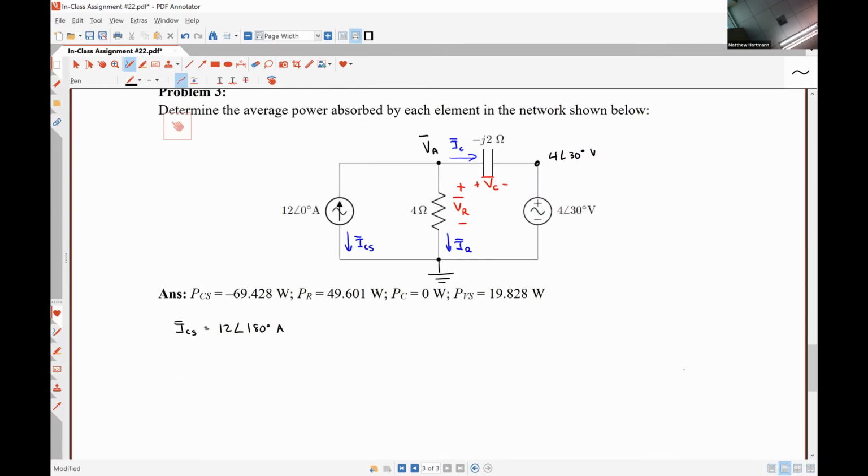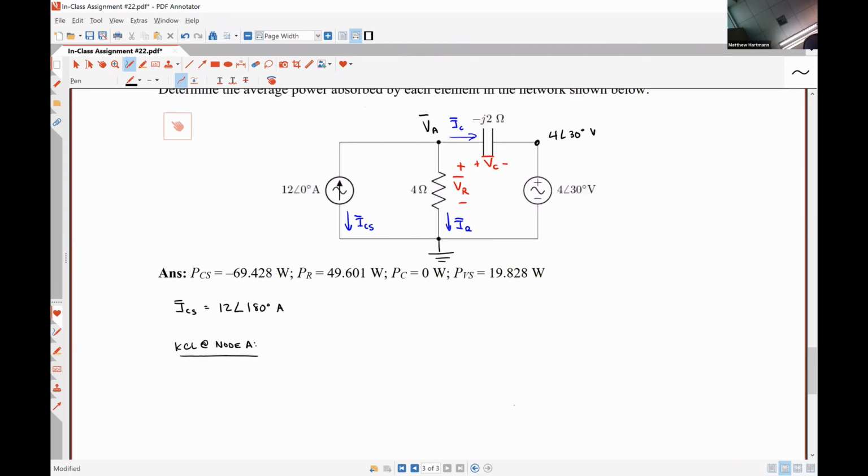So if we apply Kirchhoff's current law at that node A, we are going to have, let's see, so we're looking for this current, and this current. So my current directed to the left is exactly what we have called ICS. So that's going to be 12 angle 180 degrees. We could also call it negative 12 angle 0. Those represent the exact same thing. For my current directed down, I'm going to have phasor voltage VA divided by 4 ohms.